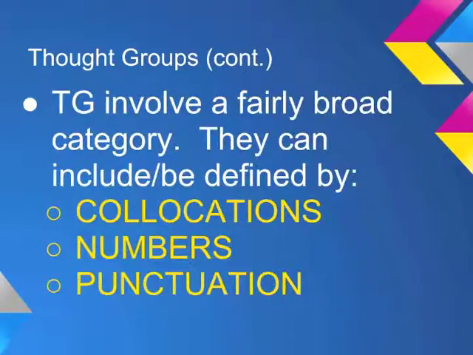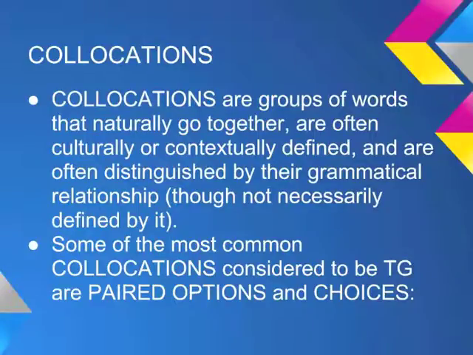Now, thought groups involve a fairly broad category. They can include or be defined by collocations, numbers, and punctuation. Let's start with collocations. Collocations are groups of words that naturally go together, are often culturally or contextually defined, and are often distinguished by their grammatical relationship, though not necessarily defined by it. Some of the most common collocations considered to be thought groups are paired options and choices.